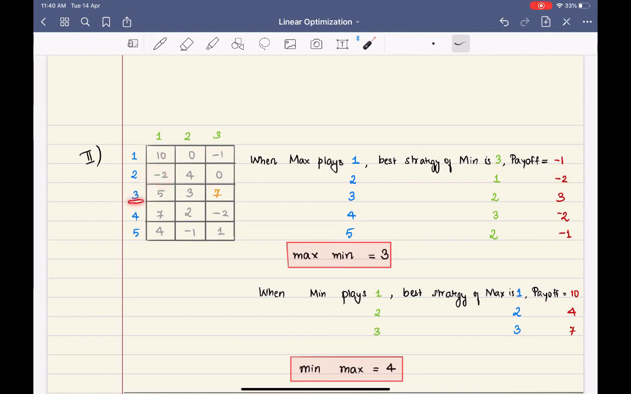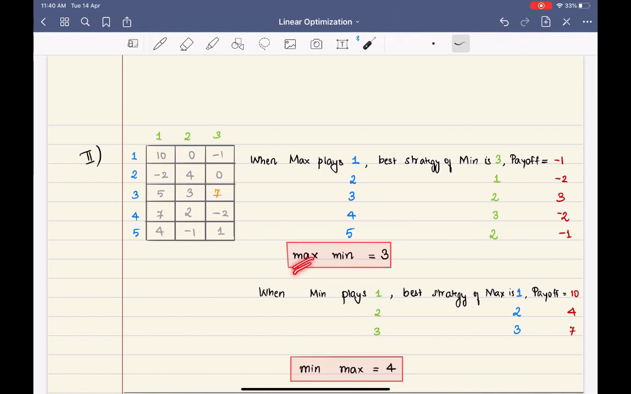Now here, previously it was 1 here and Min was playing that. But now instead Min will play 2 and the payoff will be 3. So when Max plays 3, Min will play 2 and the payoff will be 3. Here it will not change. It will be this and this respectively. Okay. Now what is the max over all of these? This is going to be 3. Okay. So the best strategy of Max is to play 3.